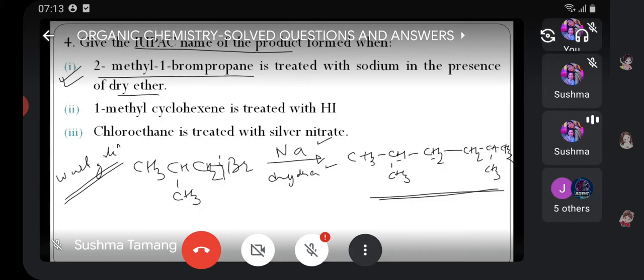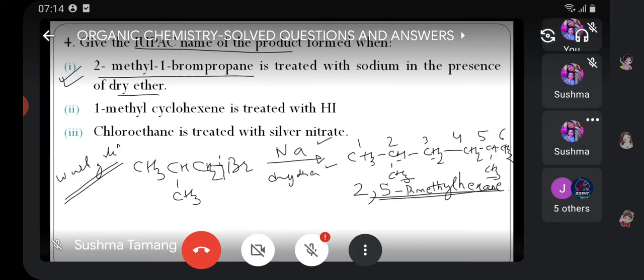Now you need to write down the IUPAC name. So number the carbons: 1, 2, 3, 4, 5 and 6. So at 2 and 5, what is there? Methyl, right? So dimethyl, 2,5-dimethyl. Now how many carbons are there? 6 means hexane. Okay, so this is the IUPAC name of your product.